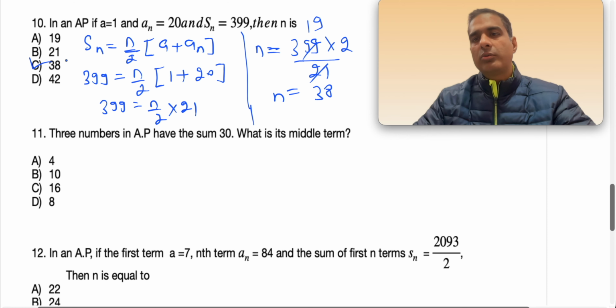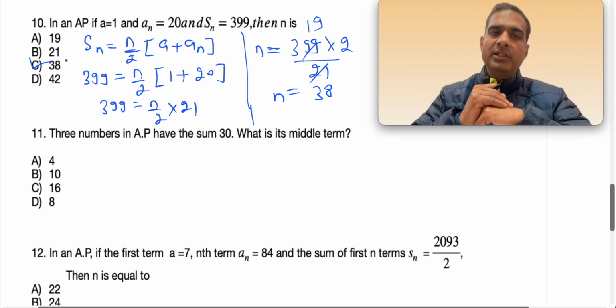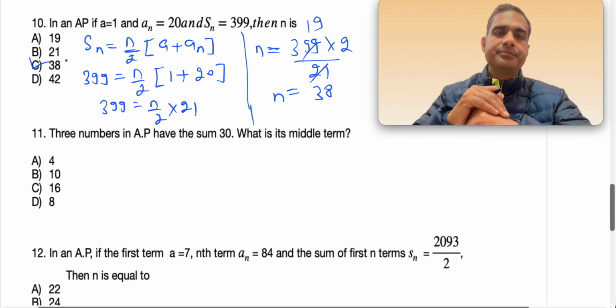So there are two formulas in arithmetic progression. Sn is equal to n by 2 times (2a plus (n minus 1)d), and Sn is equal to n by 2 times (a plus an). So depending on what information is given in the question, we use different formulas. If the first term and last term are given, we can use Sn is equal to n by 2 times (first term plus last term), and if the first few terms are given, then we can use Sn is equal to n by 2 times (2a plus (n minus 1)d).